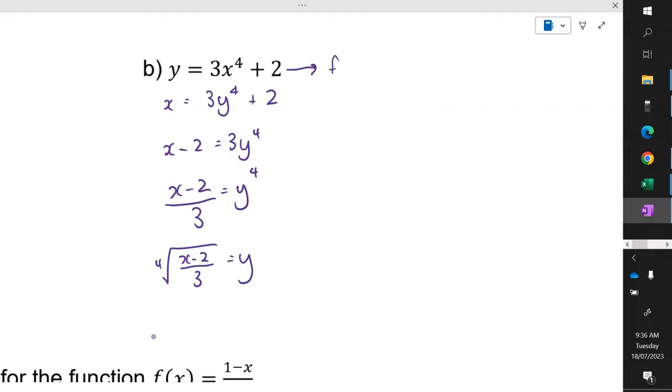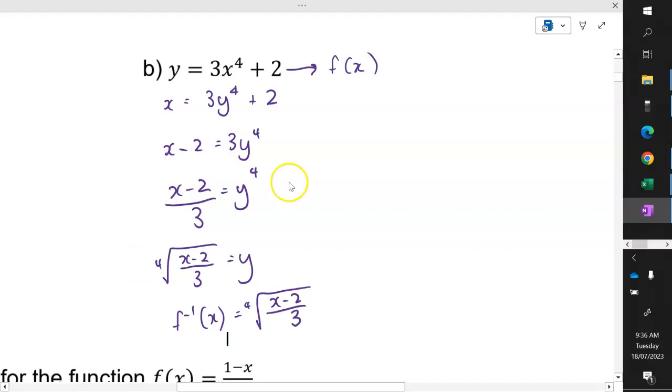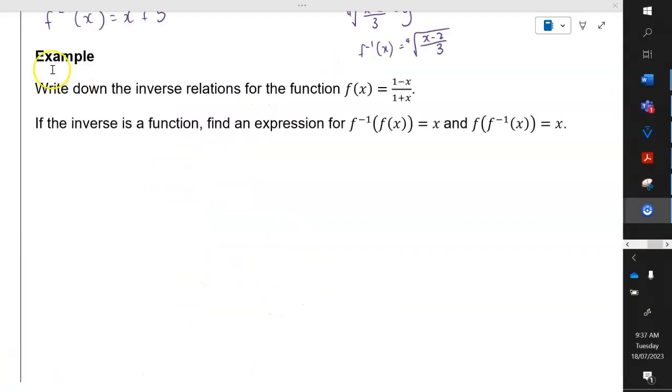This was our original function, f(x). Now we have f inverse of x, and it is equal to the fourth root of (x minus 2) over 3. And that was basically the work that we did in the last topic. So make sure that you're confident with those. If not, go back, work through that last topic, and make sure that you're feeling confident before we move on to the next question. Okay, let's look at that next example.